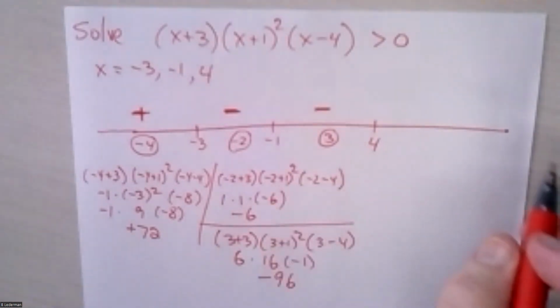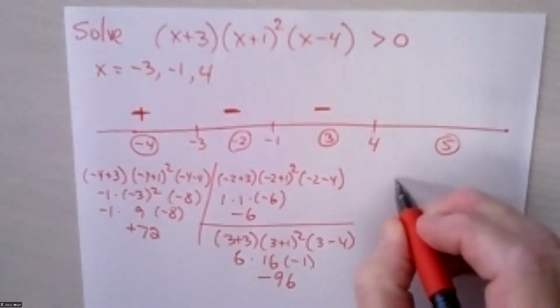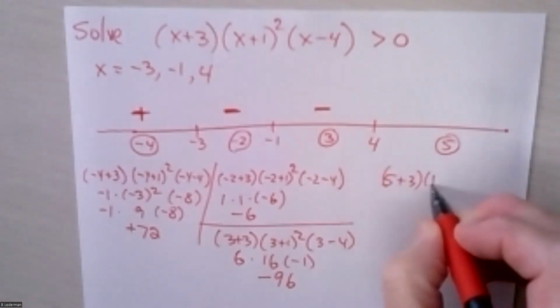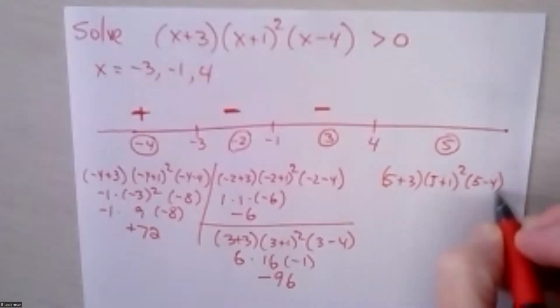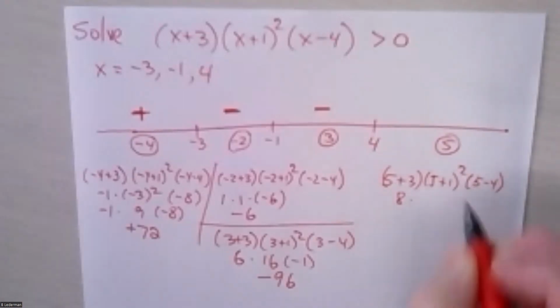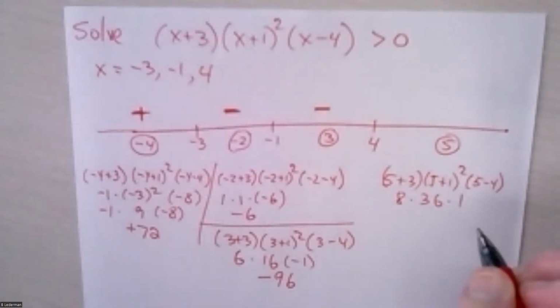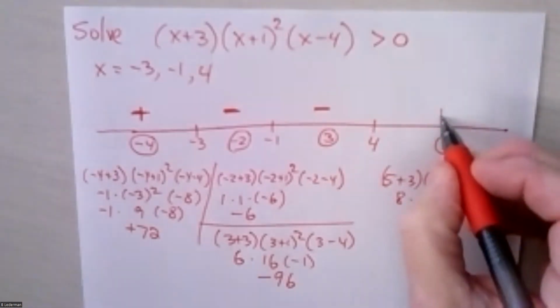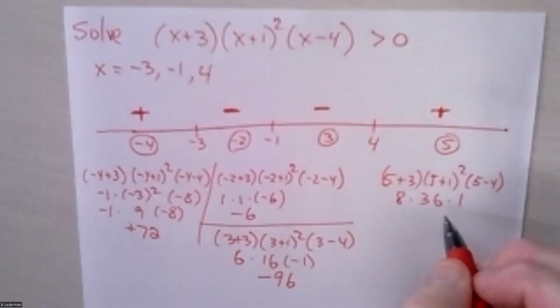And now we want to test the point here. We pick 5 as our test point. So we have 5 plus 3 times 5 plus 1 squared times 5 minus 4. And that's going to be 8 times 36 times 1, which is some big number, but it's definitely a positive. Notice how lazy I am. If I don't have to multiply them, I don't bother, because my only concern right now is if it's positive or negative.